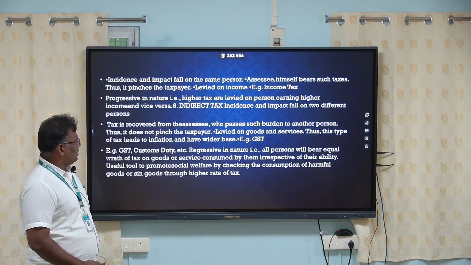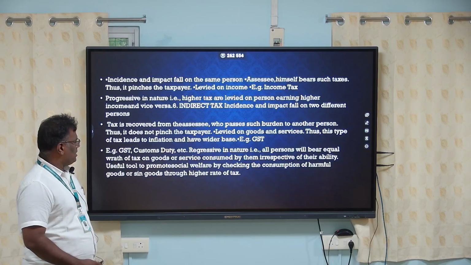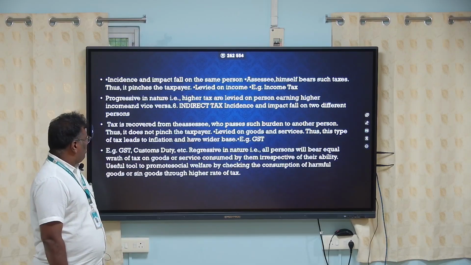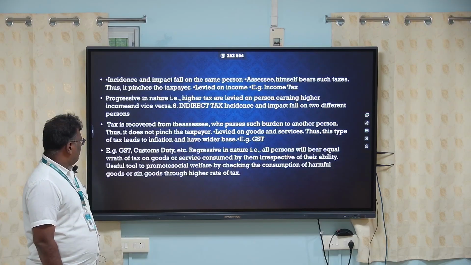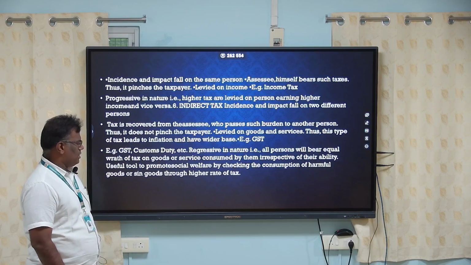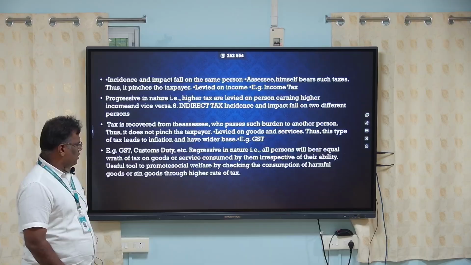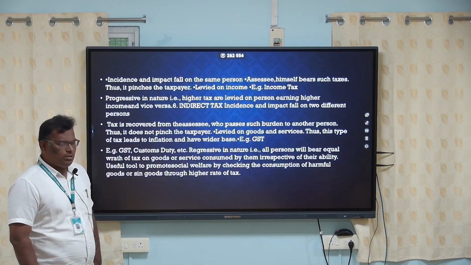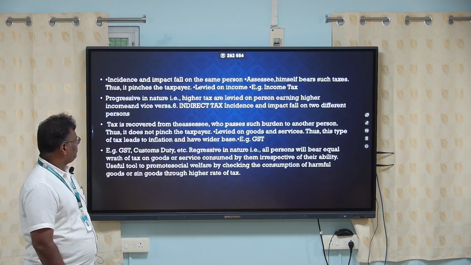In indirect tax, the incidence and impact fall on different persons. The tax is recovered from the assessee who passes such burden on to another person, thus it does not pinch the taxpayer. Levied on goods and services, this type of tax leads to inflation and has a wide base, such as GST. Example, GST and customs duty: the nature is that all persons are equally taxed whether on goods or services consumed, irrespective of ability. It is a useful tool to promote welfare by checking the consumption of harmful goods through a higher rate of tax.